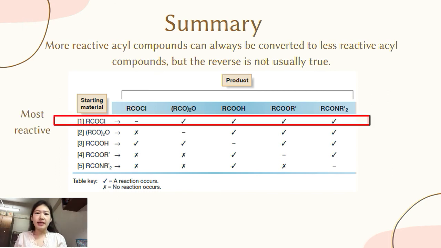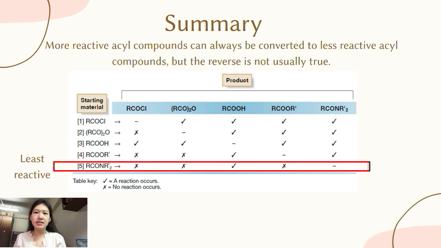We can see that acid chlorides, which are the most reactive compounds having the best leaving group, can form all the other carboxylic acid derivatives. And amides, which are the least reactive having the poorest leaving group, can only form carboxylic acid.